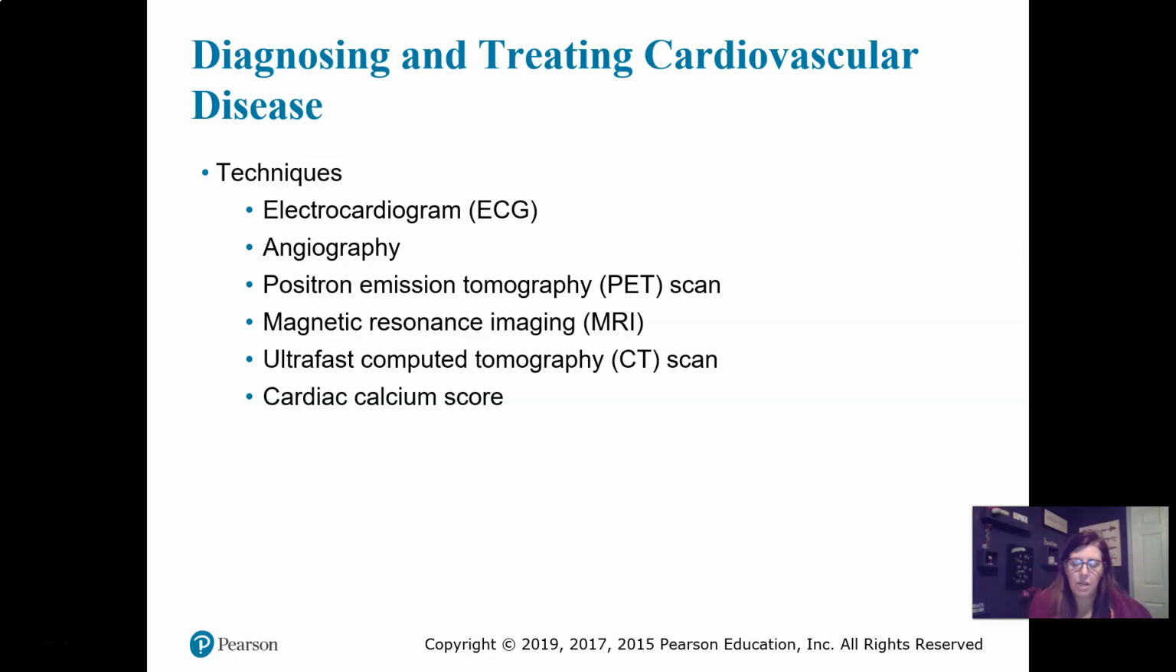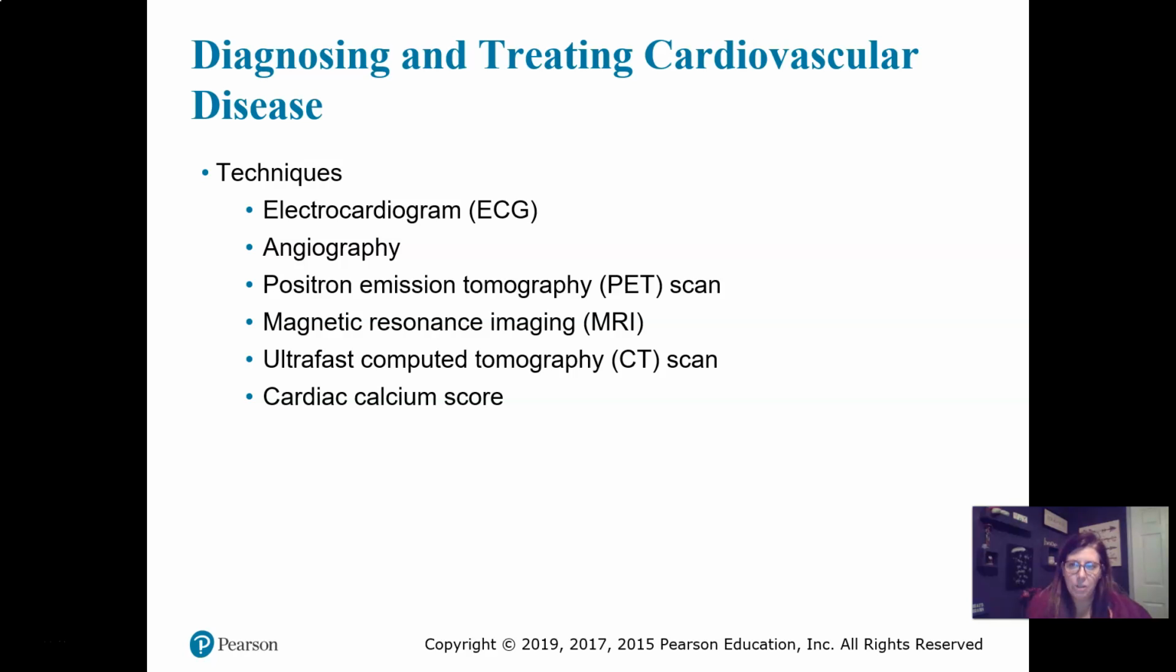diagnosing CVD: electrocardiogram, ECG. It's a record of the electrical activity of the heart. Patients typically undergo a stress test or a nuclear stress test to see how much. So the stress test means running on a treadmill and just seeing what the heart activity looks like.